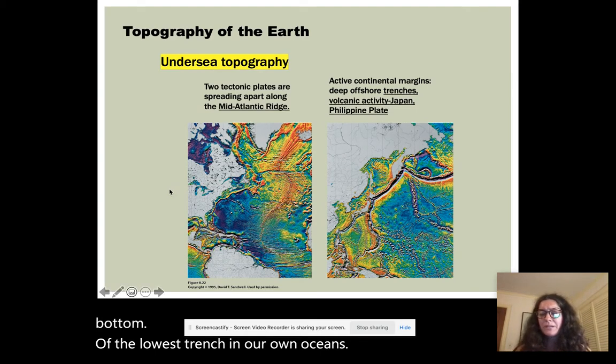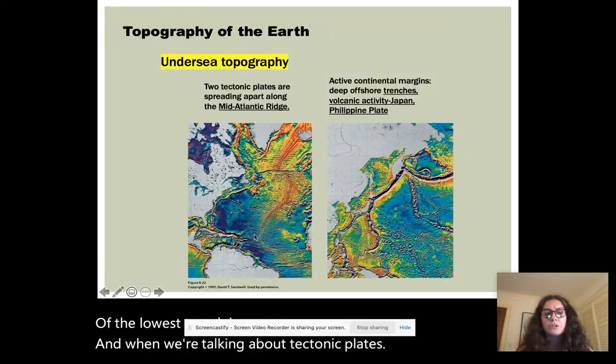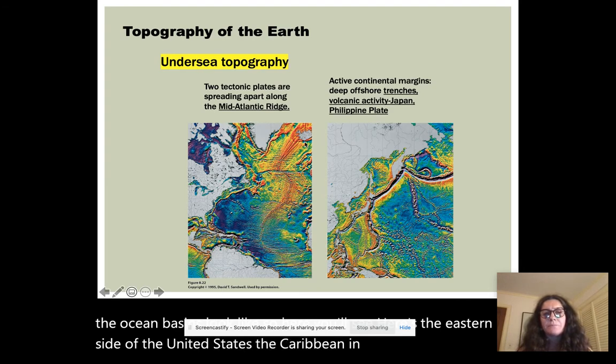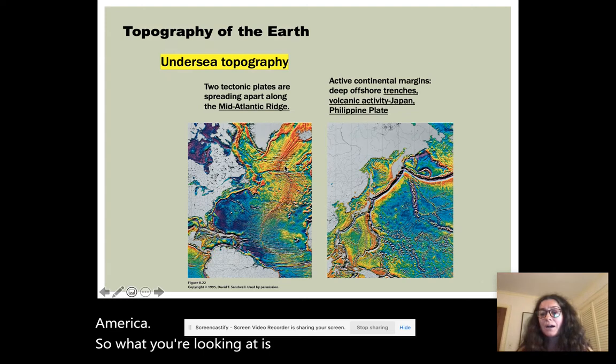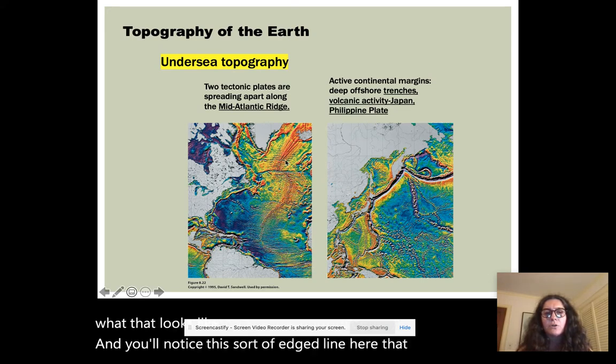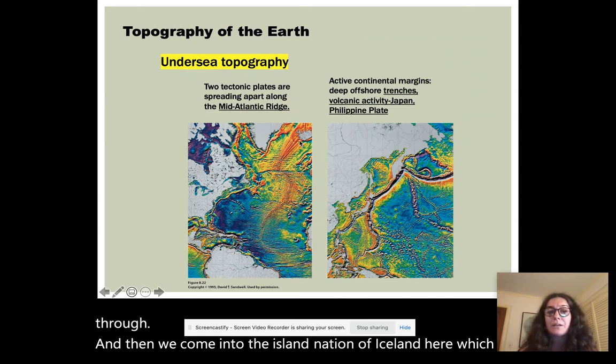When we're talking about tectonic plates, this is a satellite image of what the ocean basins look like. Here you'll see the eastern side of the United States, the Caribbean, and South America. So what you're looking at is the bottom of the Atlantic Ocean. You'll notice this etched line that goes all the way through. And then we come to the island nation of Iceland, which we're going to be talking about in a minute.